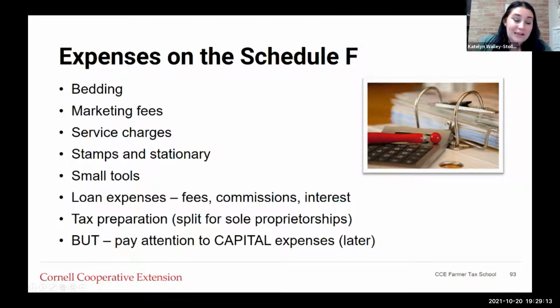But what we need to do is pay attention to capital expenses, things that we're purchasing for the farm with a useful life of more than 1 year. In that case, we're going to cover more of that later. But in general, any expense that you have for your farm that's a reasonable and necessary purchase for your farm to stay in production, and you're working towards making your farm profitable, those are all things that you can claim on your Schedule F against the farm business.